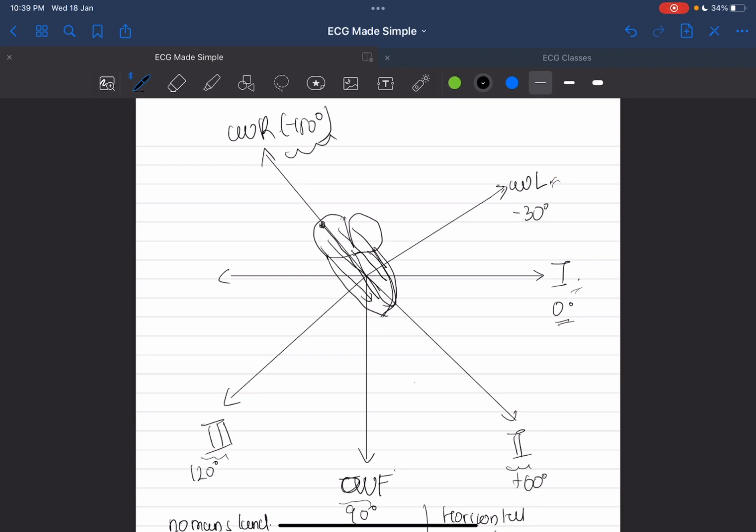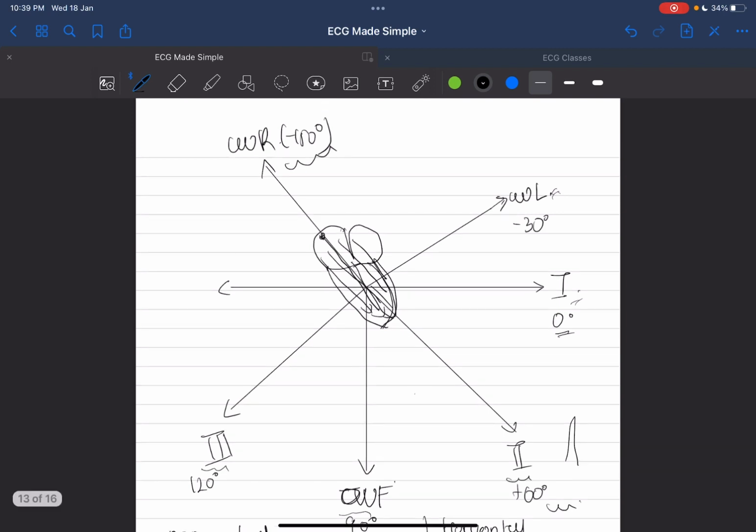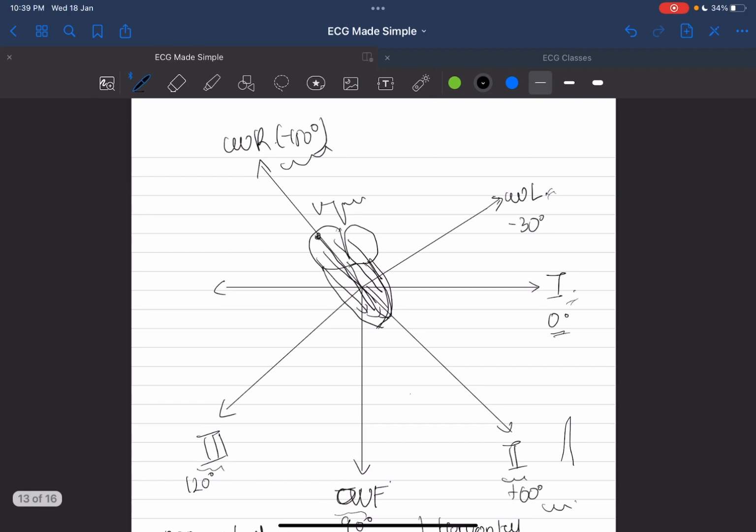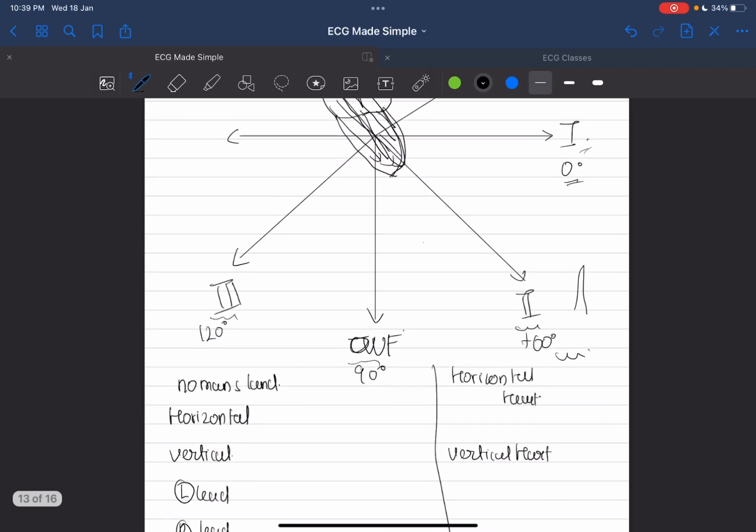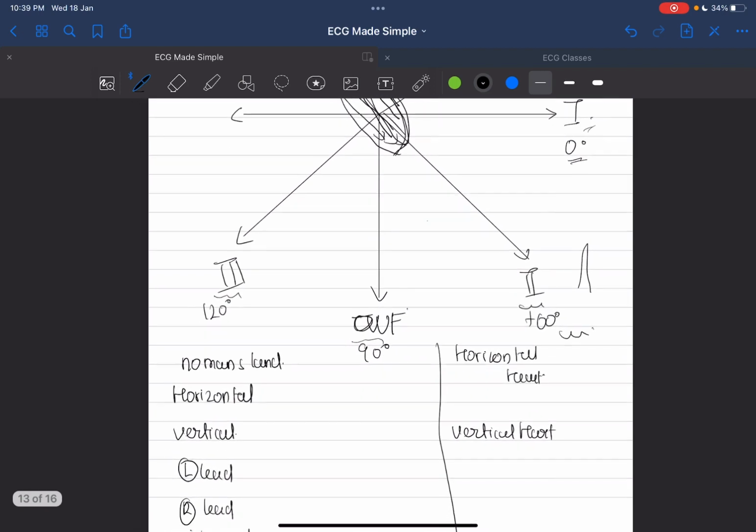If the SA node is here, the impulse is going to go in opposite directions. All the cardiac conduction is towards lead 2. The normal position of the heart is towards lead 2, so lead 2 will have the highest deflection. Whereas in AVR, everything is going to be negative. The P wave goes away from it, the QRS goes away from it, so it's going to be a completely negative lead, AVR. Okay, so before going into this, we have to know what is the horizontal lead.